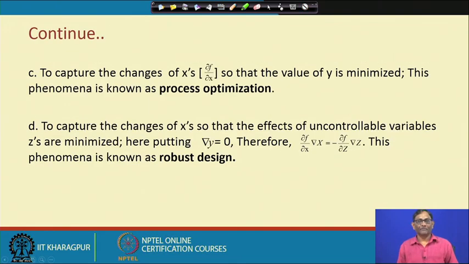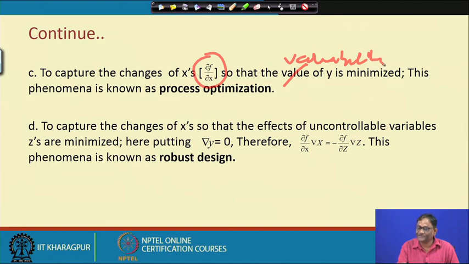Then you have seen another component, del f by del x. So, to capture the changes of x, that is del f by del x, so that the value of y is minimized. So, you want to minimize the variability of y, not the value. This is the variability of y being minimized. This is known as process optimization.